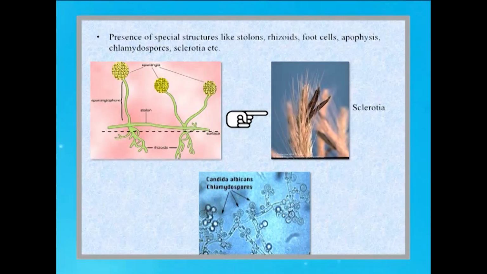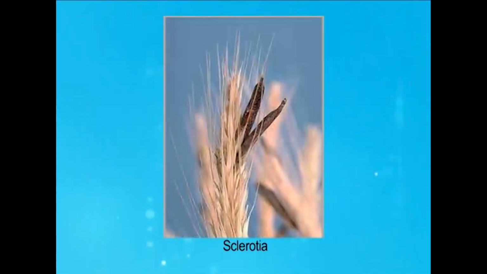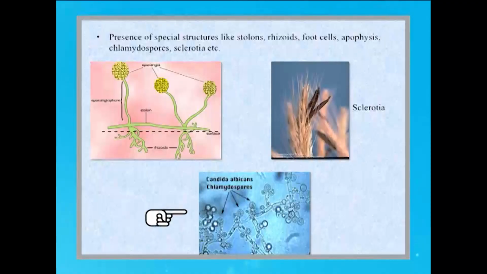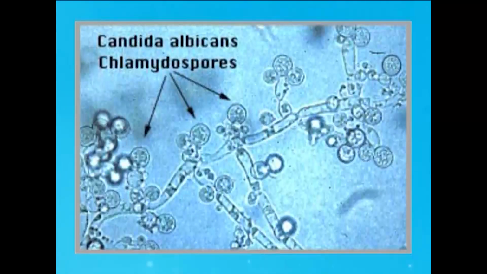Now this sclerotia is formed due to hardening of the mycelium, and it can resist the adverse conditions of food scarcity, water scarcity, and high temperature, and therefore the mold is able to survive in adverse conditions by the formation of these specialized structures which are called sclerotia. The third type of specialized structure is the formation of chlamydospores, which is a characteristic property of the genus Candida albicans, which is commonly known as yeast to us.